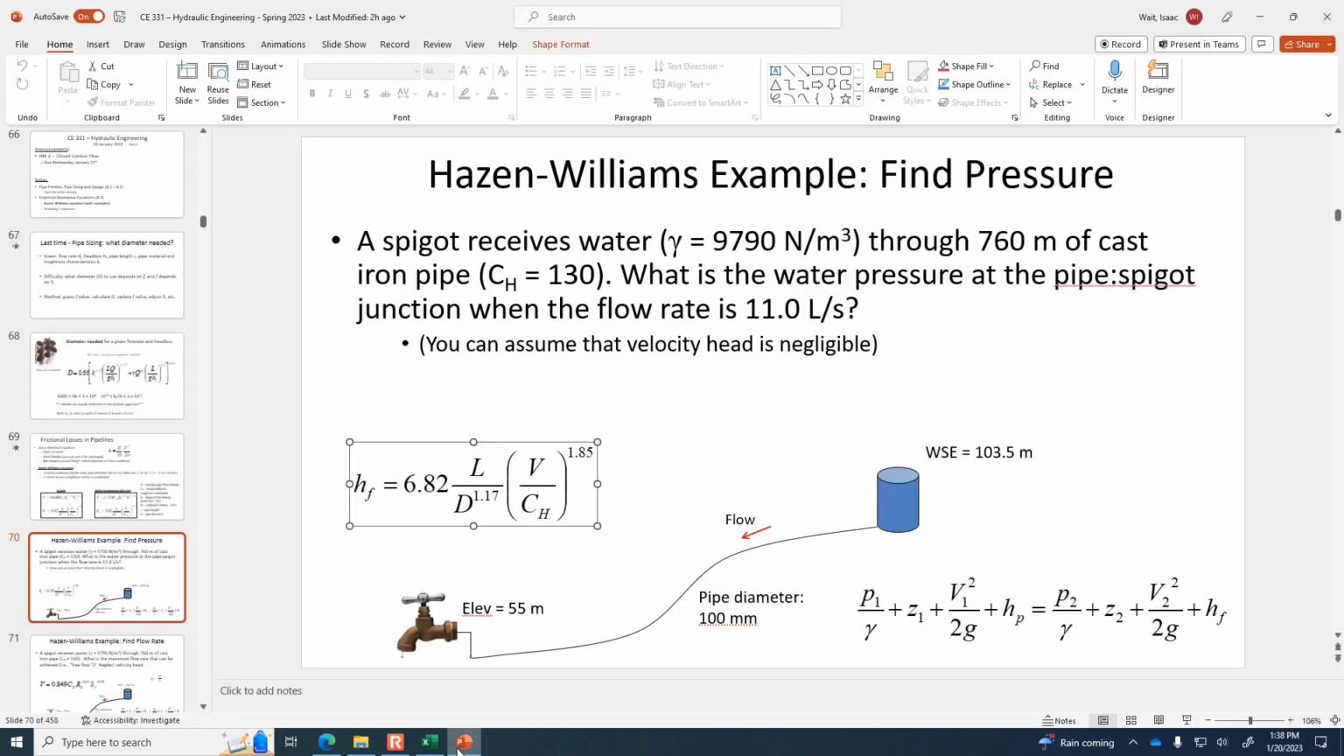That's a really good question. I'm glad that you asked that, because you're wondering, like, diameter to the 1.17 power, and then this ratio of velocity to a unitless friction factor to the 1.85 power. How does all of that end up being meters on the left-hand side?